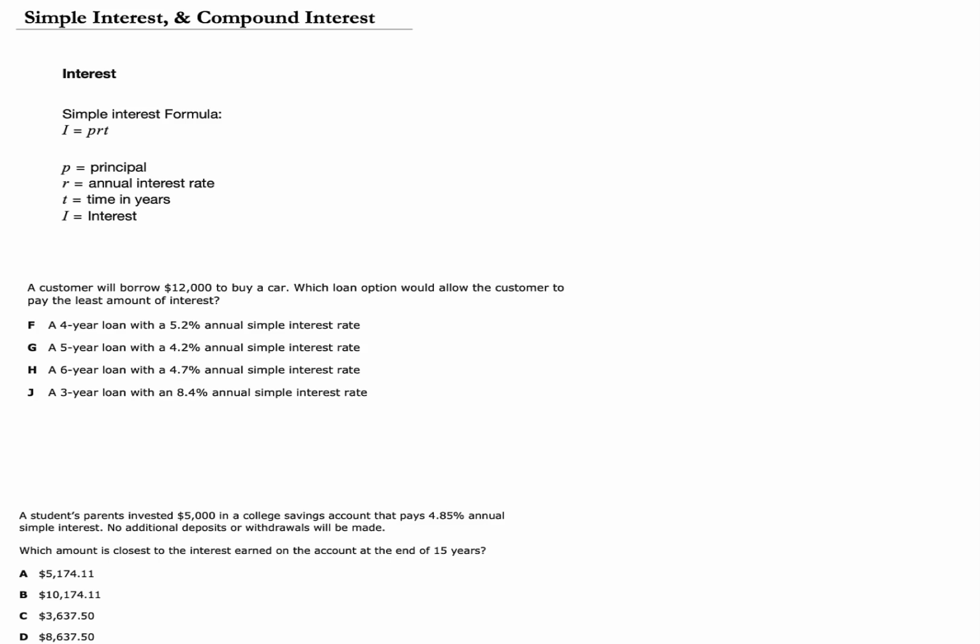So on the task test, on the reference sheet, they do give you interest, and they give you the formula for simple interest, which is I equals PRT, and they go on to identify who is P, R, T, and I. P is the principal, which is the beginning amount. R is the annual interest rate, and you have to convert this to a decimal. The T is the time in years, and I is the interest. So let's look at some problems.